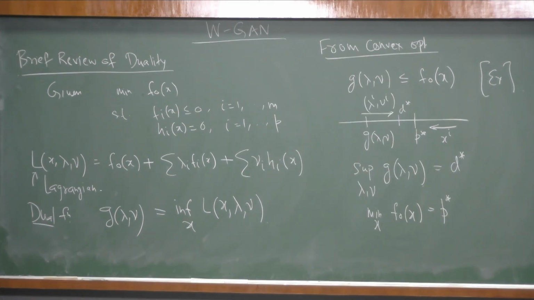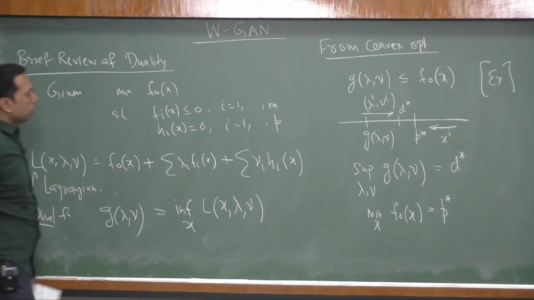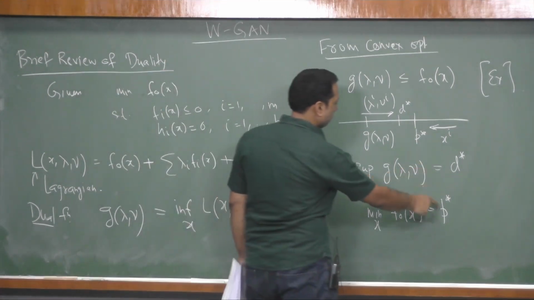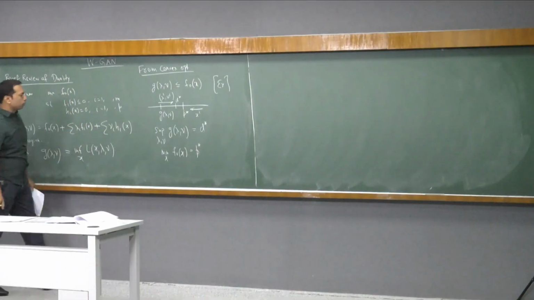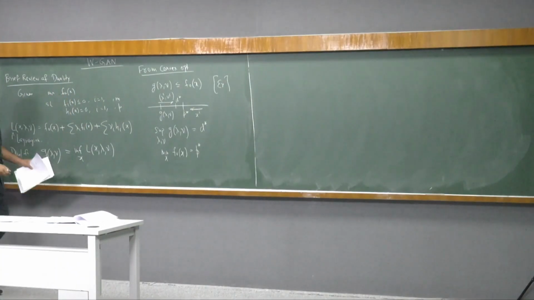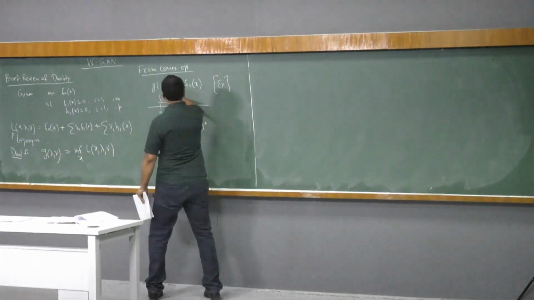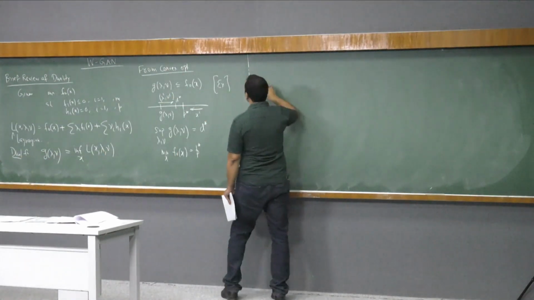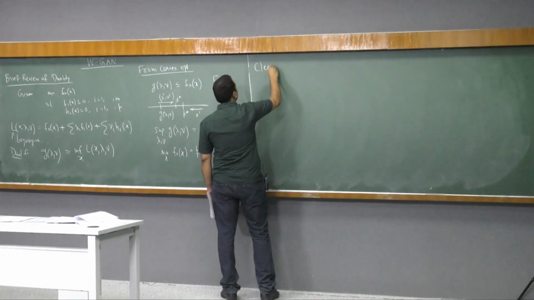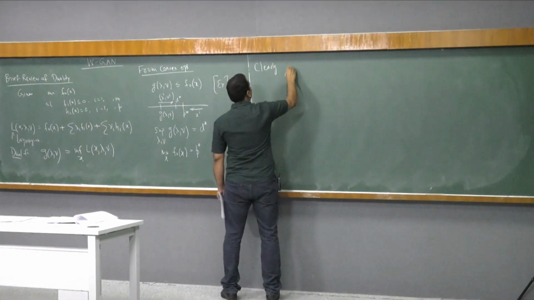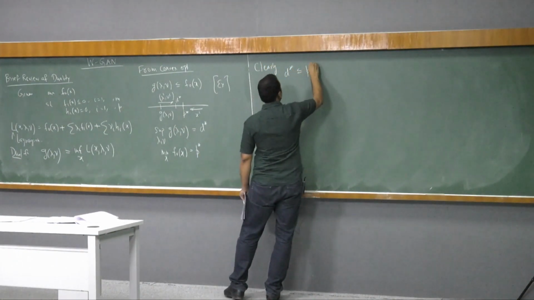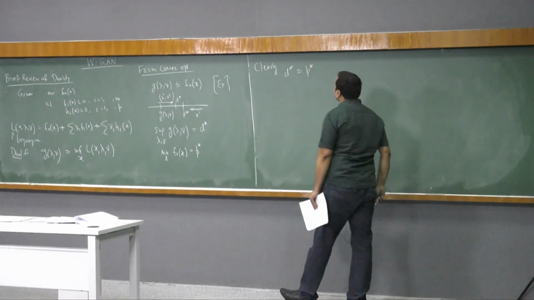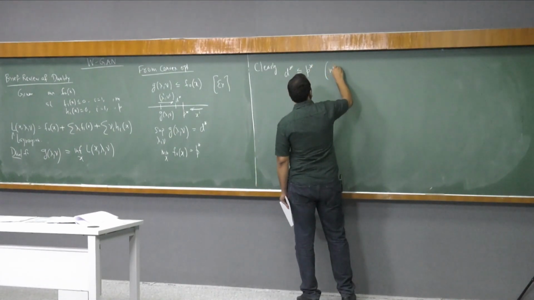So one question in optimization methods is when are these two equal? In general, I know that d star is less than or equal to p star. That's obvious because this holds. So clearly, d star is less than or equal to p star, and this is called weak duality.